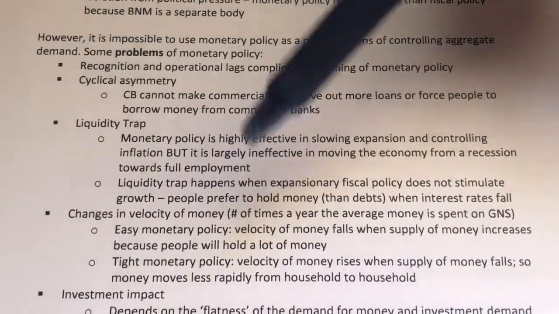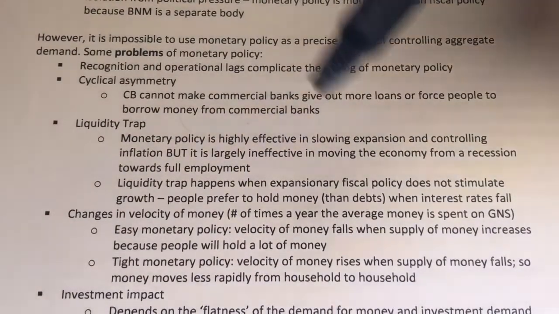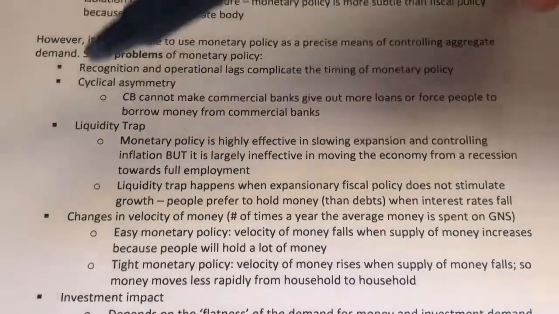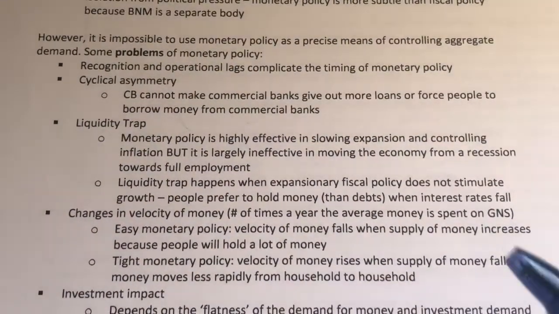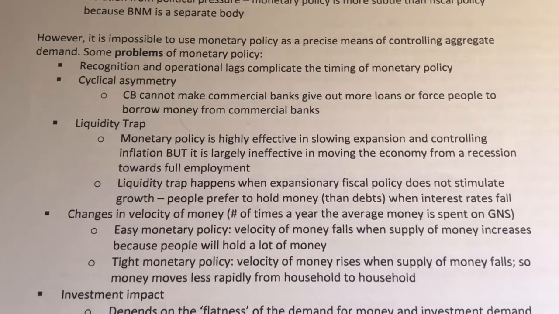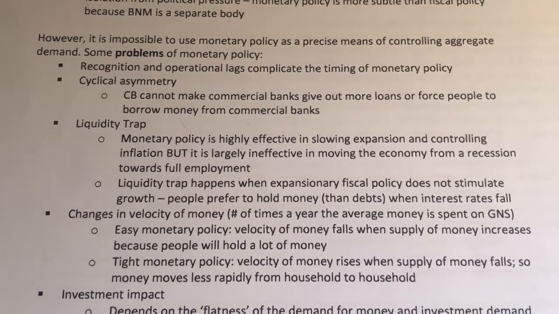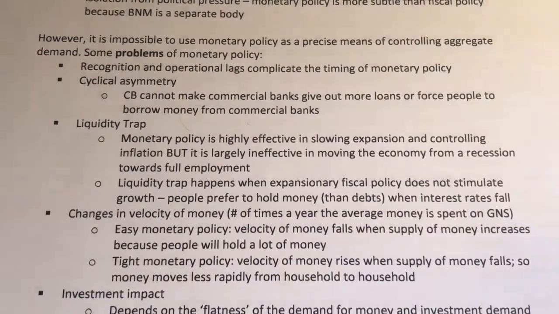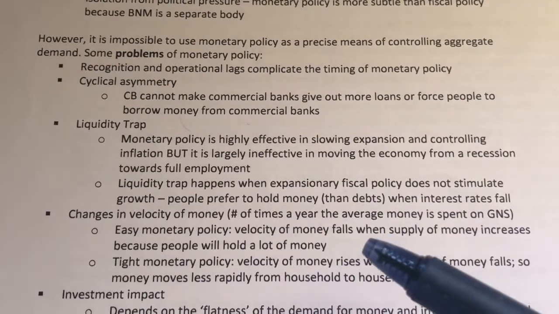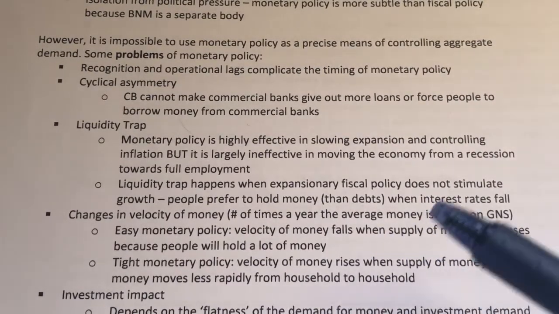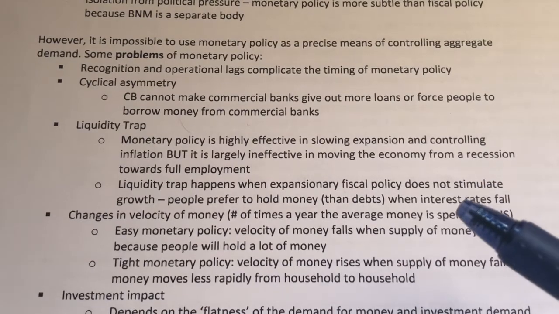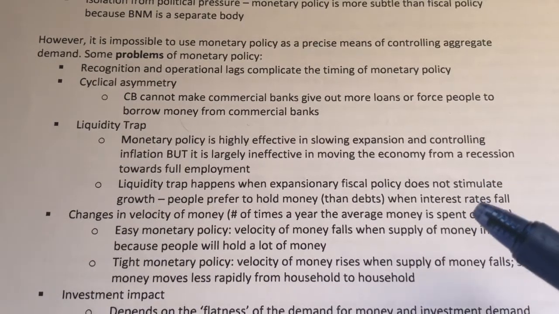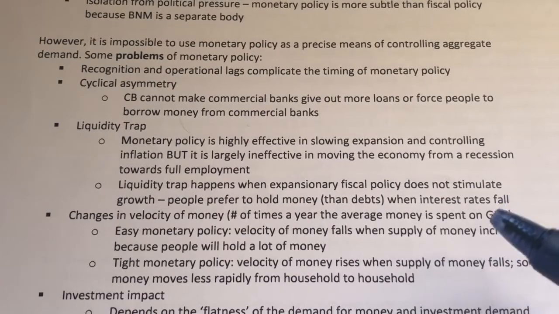Now, the next point isn't really a problem for monetary policy, but rather monetary policy will change the velocity of money. Now, velocity of money is basically the number of times a year the average money is spent on goods and services. In other words, it is the rate at which money is exchanged from one transaction to another, or the rate at which people spend money. Now, during times of recession, obviously the central bank would adopt an easy monetary policy, right? When there's an easy monetary policy, people will hold a lot of money, right? Therefore, the velocity of money will fall because there's just a lot of money in the market. So money will not be exchanging hands that often.